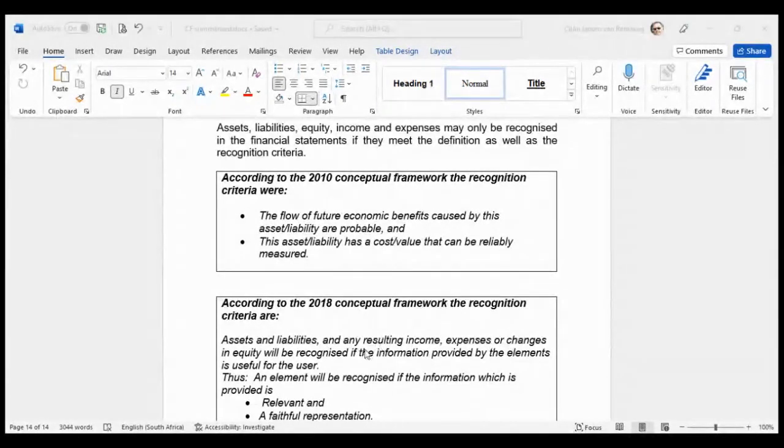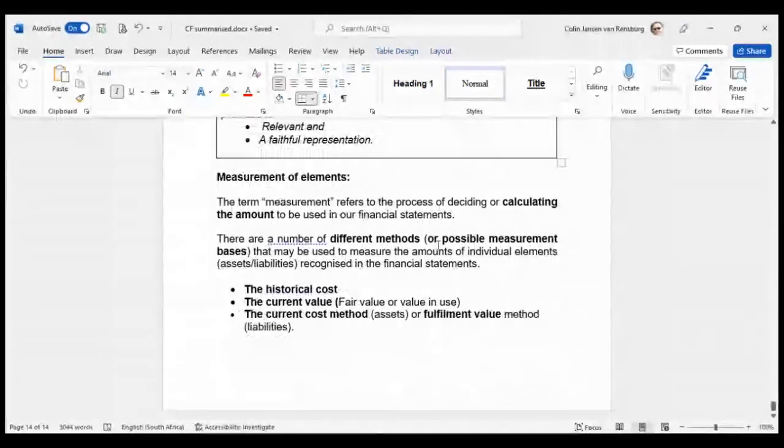Everybody, thank you. Right. Okay, so now we can go to the last section, if I remember correctly, that we need to discuss, and that is the measurement of the elements.